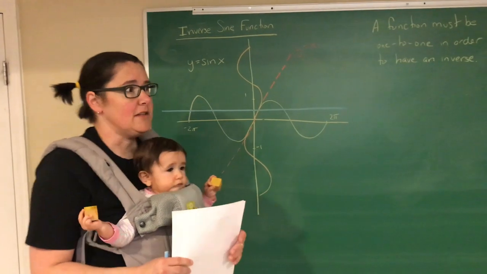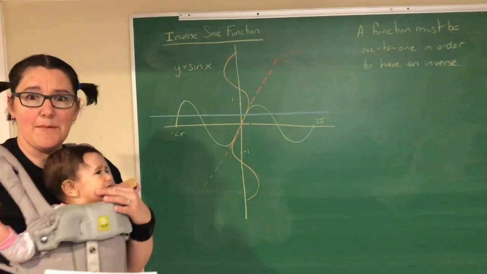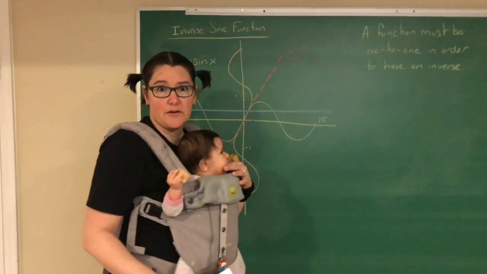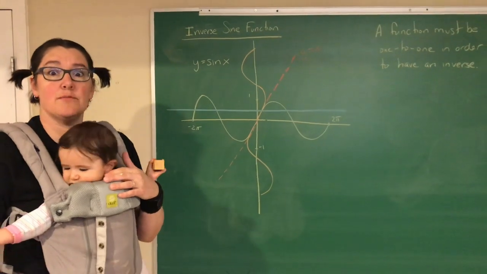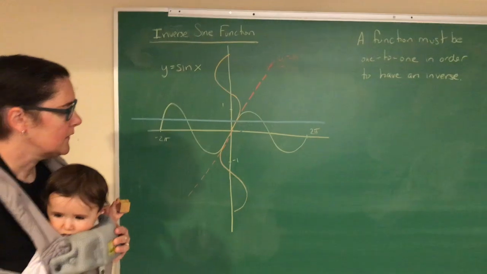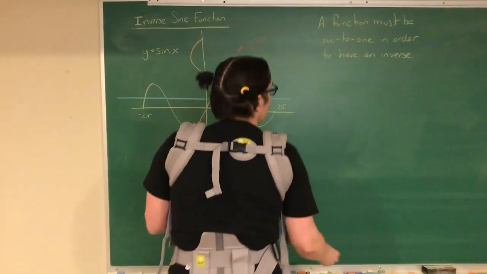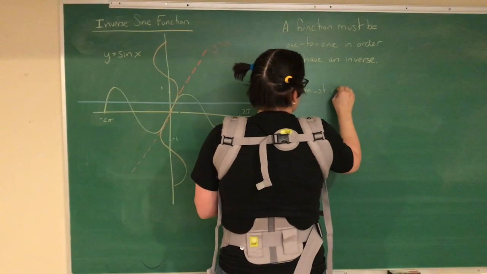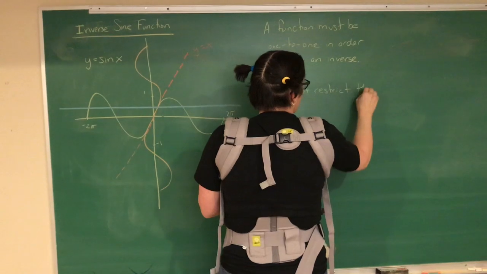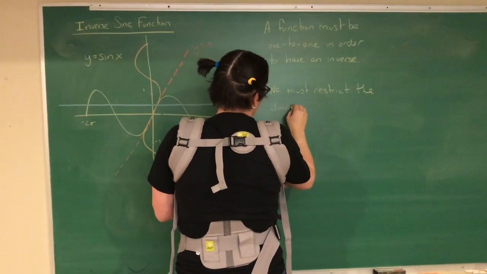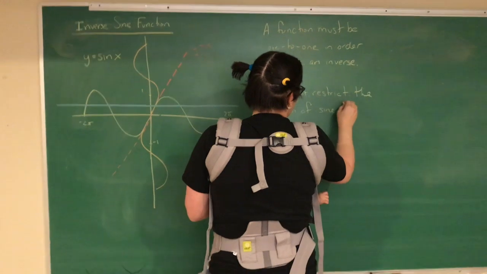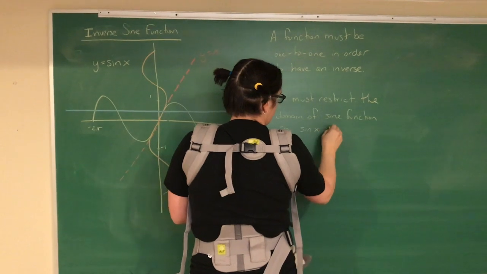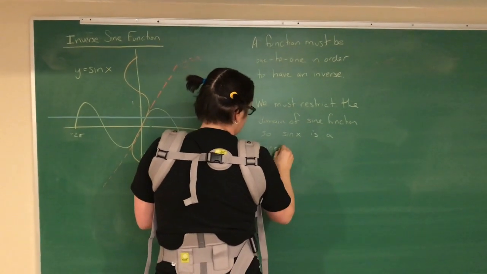Okay, well, here's how we deal with this. The thing is that to come up with an inverse function for the sine function, we are not going to use the entire sine function. We're going to restrict it to a certain portion of it. Okay, so here's how we're going to do this. We must restrict the domain of the sine function so that sine of x is a 1 to 1 function.